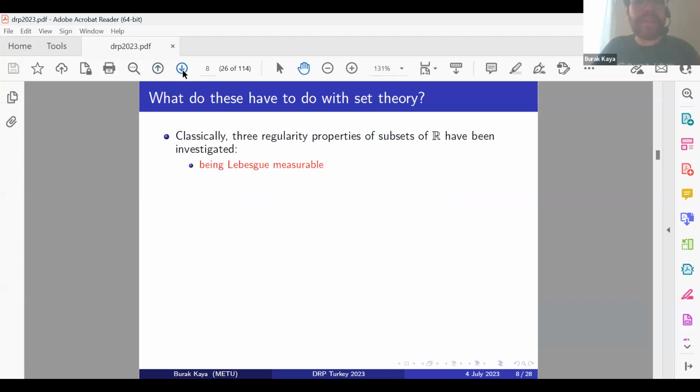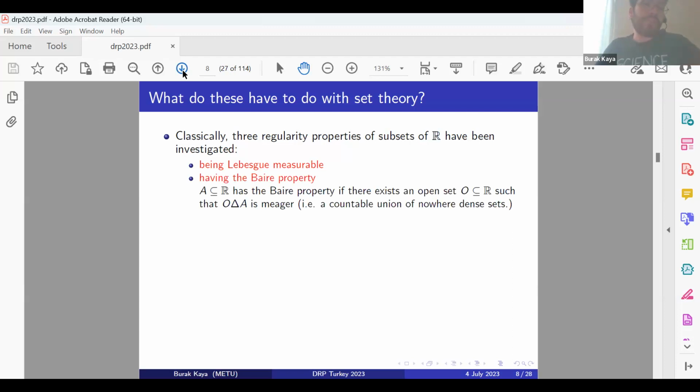Classically, three properties of R have been investigated. These are called regularity properties of reals. One of them is being Lebesgue measurable. If you have taken a measure theory course, you know what this means. Otherwise, think of this like we're trying to measure the length of a subset. We're trying to generalize the notion of length of a subset.